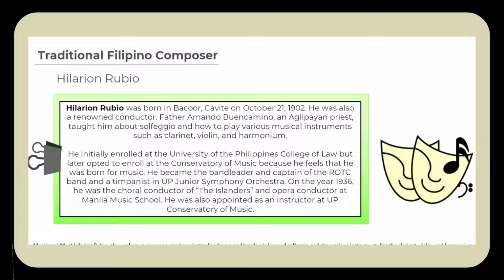Musicians, meet Hilarion Rubio. He was known as a renowned conductor for chorus and bands. He learned solfeggio and played various instruments like the clarinet, violin, and harmonium taught by an Aglipayan priest, Amando Bunacamino.